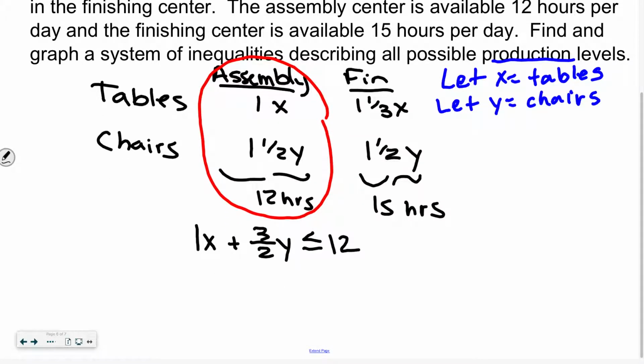The other inequality is going to be all about finishing, right? Because I have a limited number of hours to finish the chairs and tables. So that will be 4/3 X plus 3/2 Y must be less than or equal to 15. So there's only certain numbers of chairs and tables that I can produce that will fit in those hours that I have for assembly or finishing.